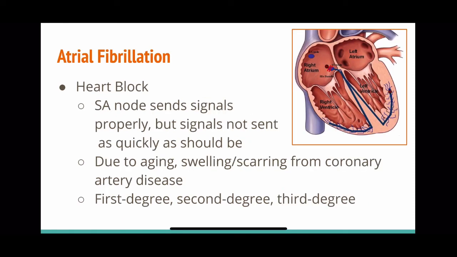The last type of atrial fibrillation we are going to talk about is heart block. Heart block takes place when the SA node sends its electrical signal properly, but the signal is not sent through specific pathways as quickly as it should be. You can kind of see it in this image, how it stops before it continues, so it's not being sent as quickly as normal. This condition is most often caused by aging or by swelling and scarring of the heart that sometimes results from coronary artery disease.